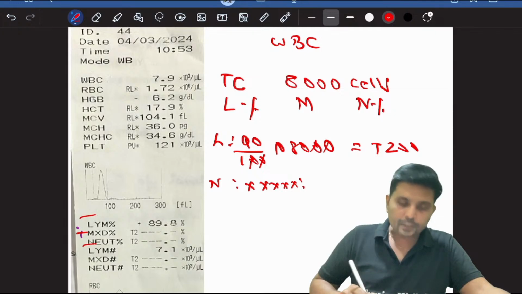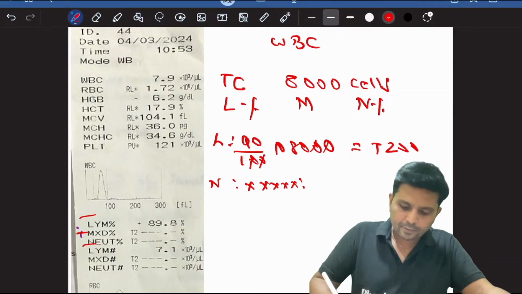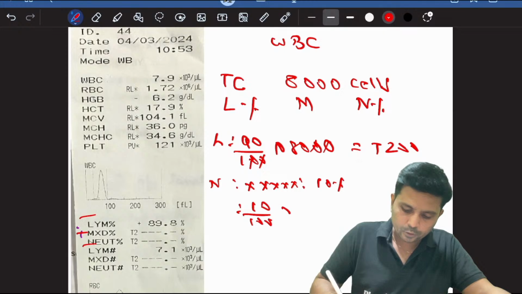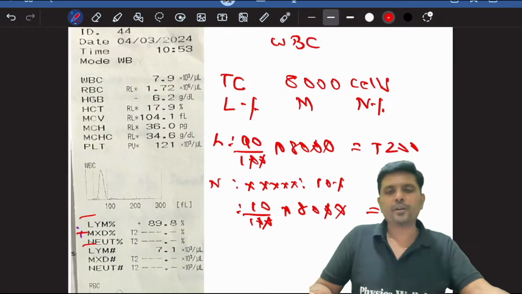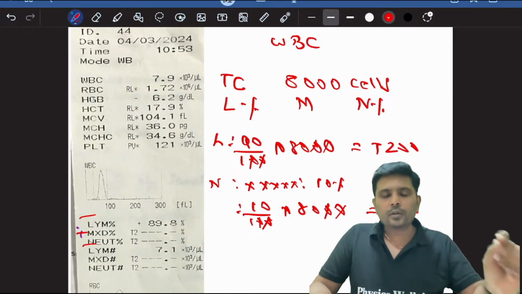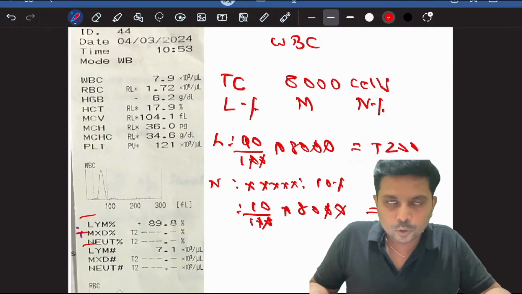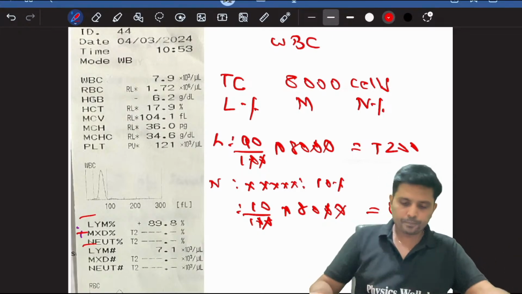If neutrophils are shown, you can calculate. So let me say if neutrophil is 10%, that means 10 by 100 into 8000. So how much does it come to? Somewhere around 800 cells per cubic millimeter. So WBC parameters are total count, absolute lymphocyte count and absolute neutrophil count.